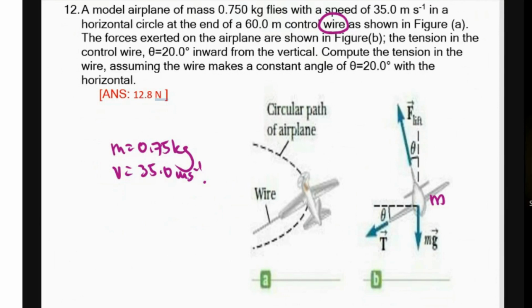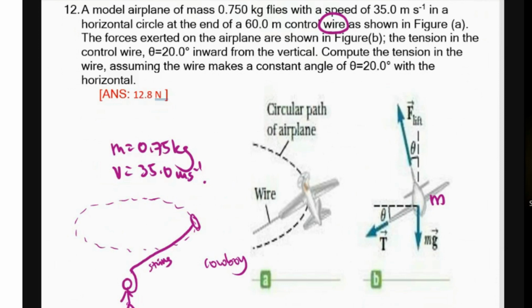So if you complete the shape of this circle like this, you can see that this airplane is attached to the string. So this is you. You are holding this string or wire, and then move it in a horizontal circle, just like a cowboy. Just like the cowboy swinging a rope.